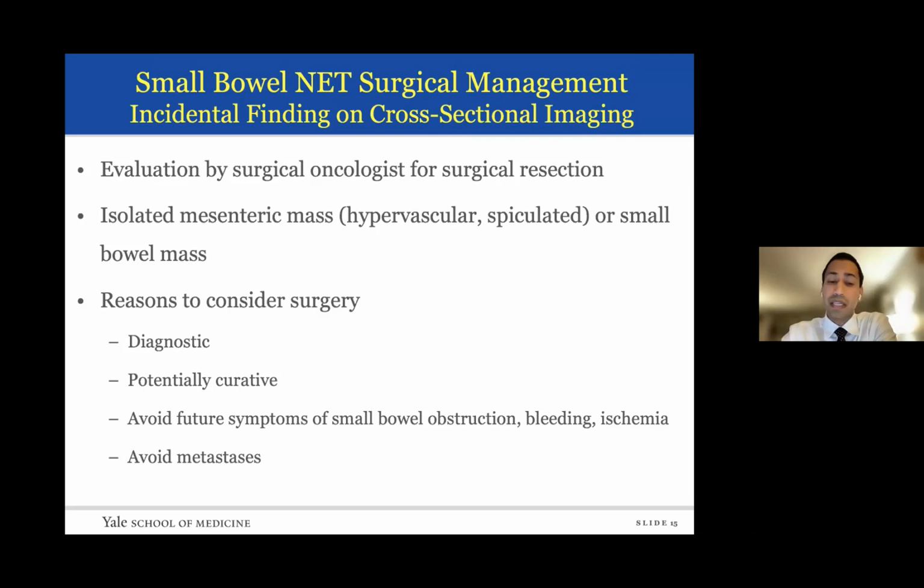An operation is potentially curative, and this is very important. It can avoid future symptoms of bowel obstruction, bleeding, or ischemia, which sometimes happens if these small bowel neuroendocrine primary tumors are left alone.